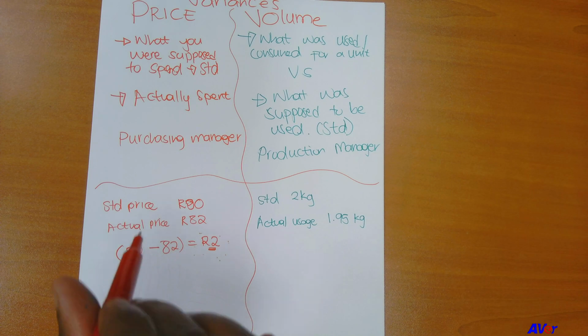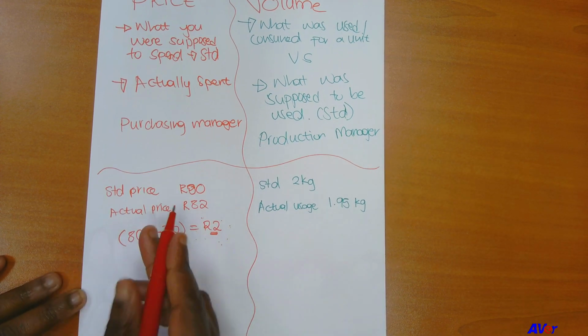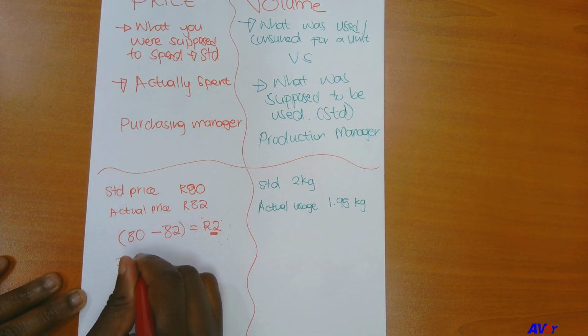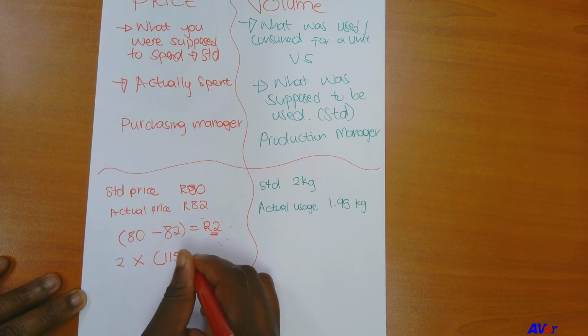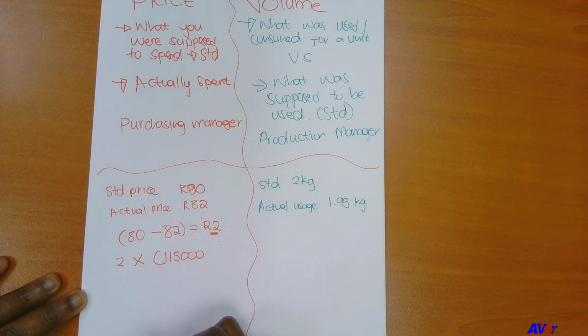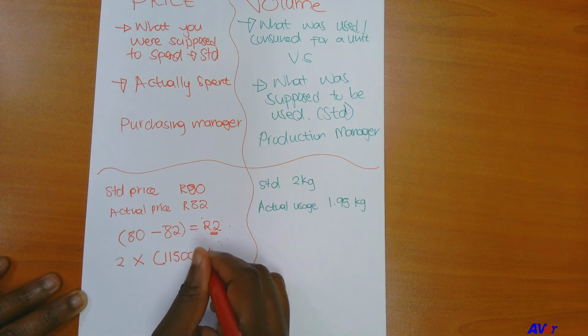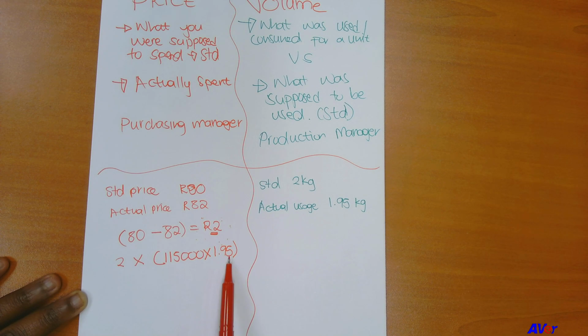However, for us to show the impact of the decision to buy the material at 82 rand instead of 80 rand, we need to multiply it by the units that were actually bought. So we will say 2 multiplied by 115,000, the total units that we manufactured, if you can remember from our example, multiplied by 1.95 kg, because these are the kgs we actually used per unit.